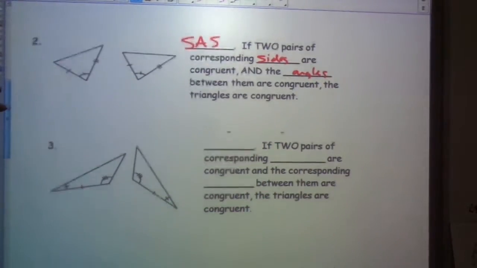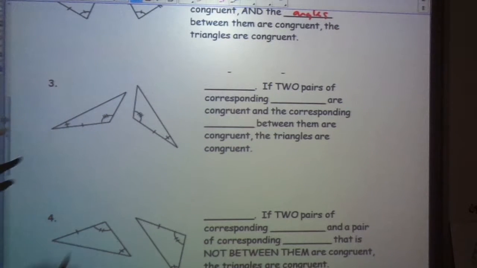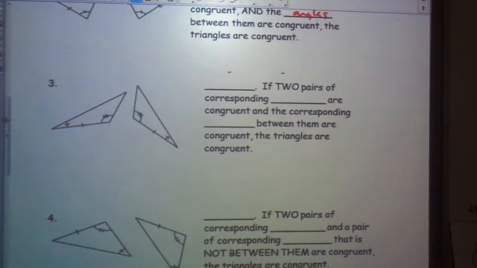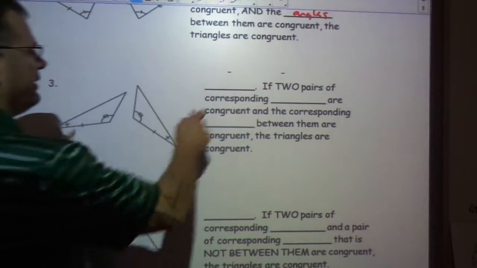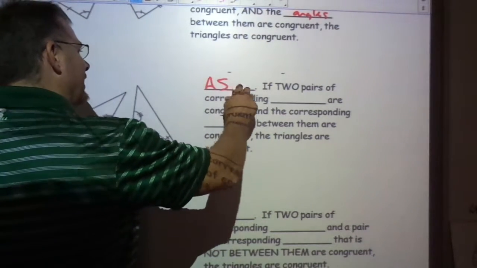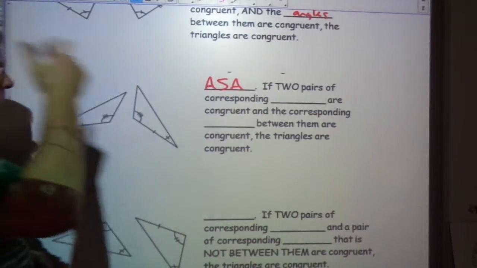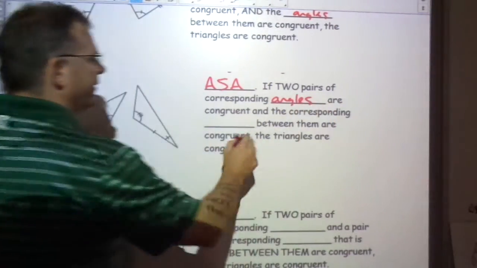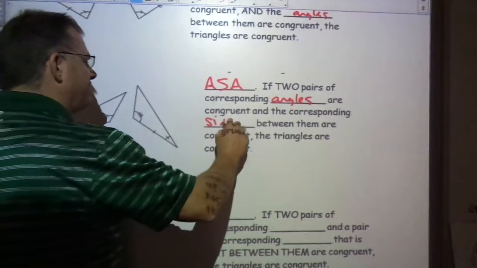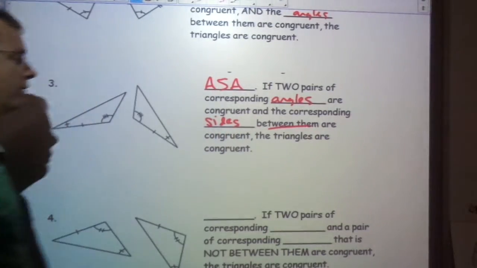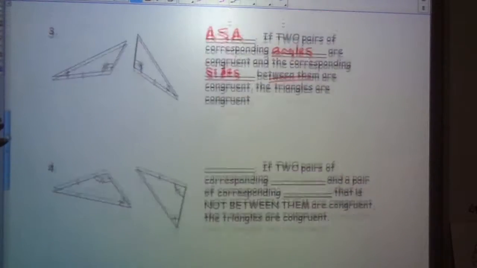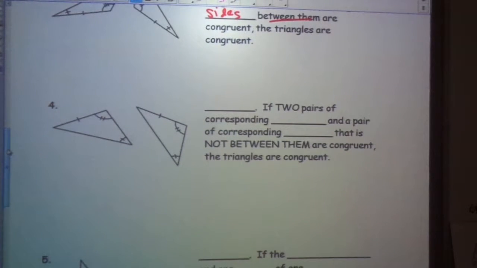The third way we can prove is something like this, where we have 2 angles that are the same and a side that's in between. So this would be angle, side, angle. If 2 pairs of corresponding angles are congruent, and the corresponding sides between them are congruent, then the triangles are congruent.